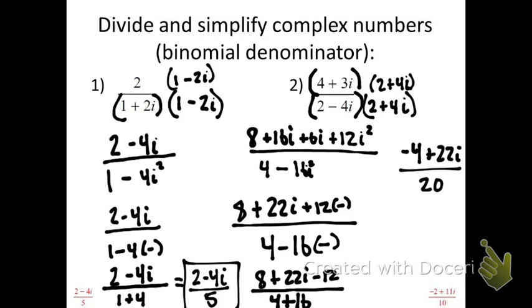Now we're almost done. We just need to simplify. 4, 22, and 20 have a common factor of 2, so the answer is going to be negative 4 divided by 2 is negative 2. 22 divided by 2 is 11. 20 divided by 2 is 10. And there is your simplified answer.